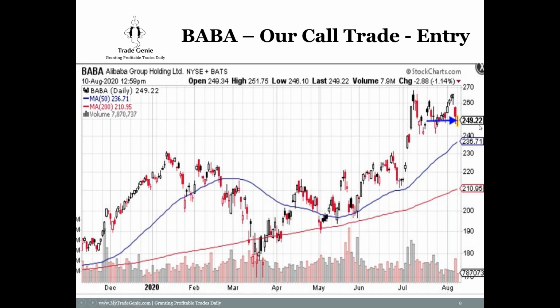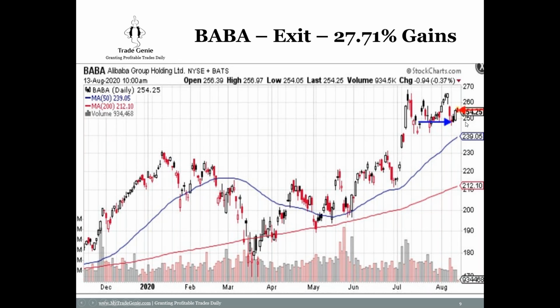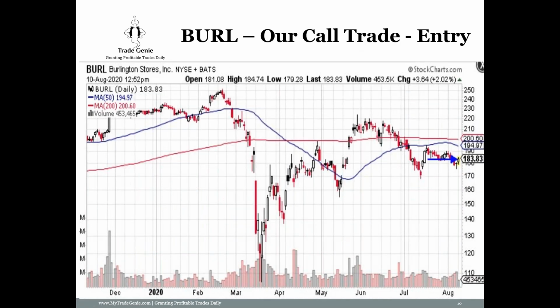So maybe all the sellers were on this gap down day. You see the huge volume. This red candle is telling us maybe the sellers were all gone. Now the buyers are in. So it's just a game. Now the buyers' game started. So we went long at 249 and closed the very next day at 254. Now Baba is really running up. We missed some big profit, but we locked another back-to-back 28% gain.